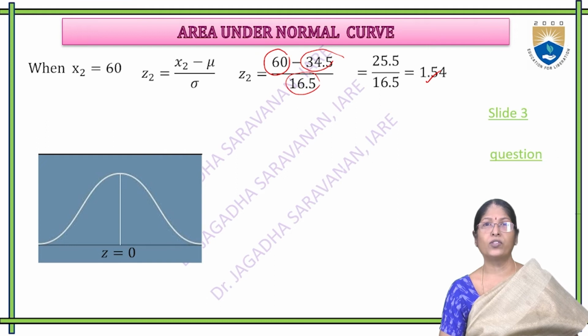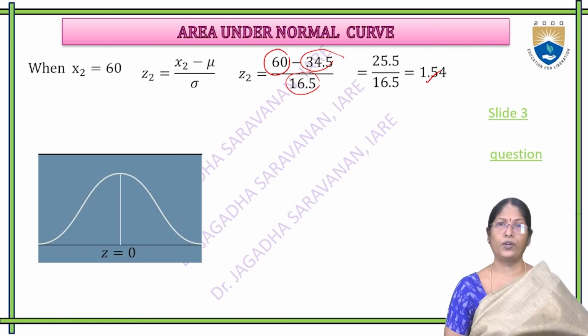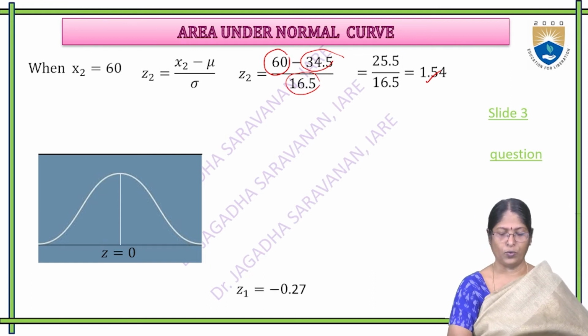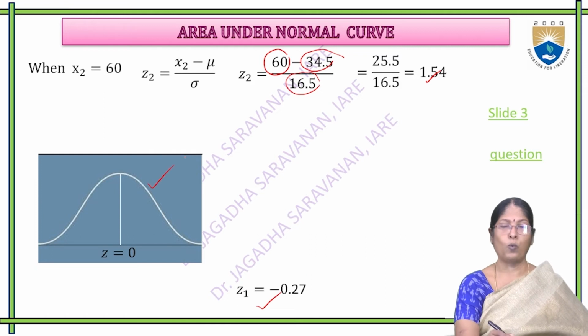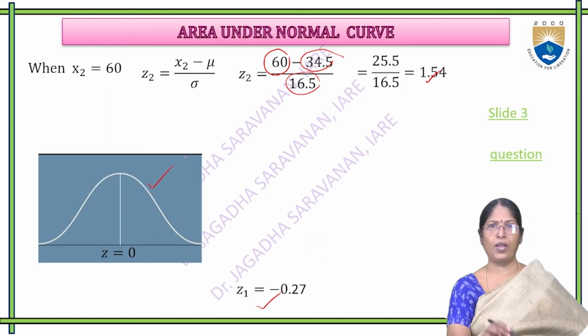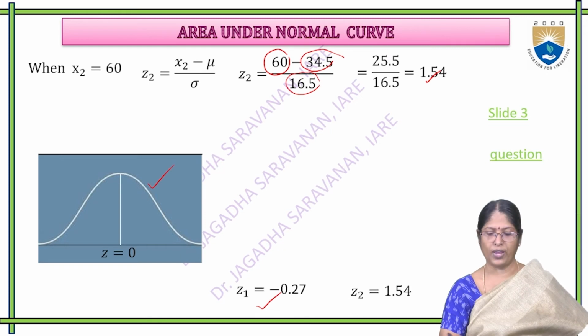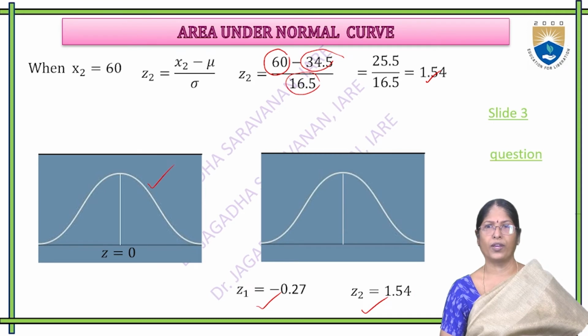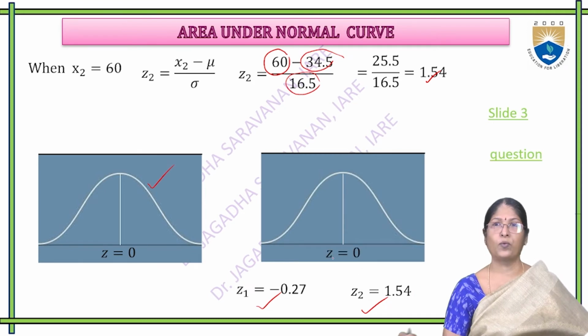So now our z points are ready. z1 is minus 0.27, z2 is 1.54. So z equal to 0. This is our normal curve, the bell-shaped curve. First we are drawing z2, that is 1.54. We can see it here. So z equal to 0.